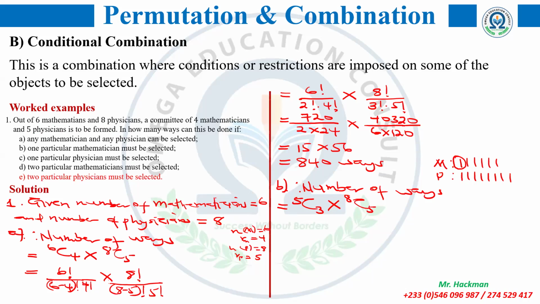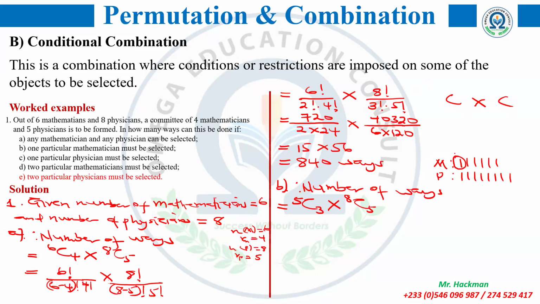Okay, Prof. Herbert. Sir, please, I'd like to ask, how did you get the 5 combination 3? Okay, I explained, but maybe you didn't get it. We said that with the mathematicians, the condition is placed on mathematicians. Physicians, no condition. Always, because you are dealing with 2 categories, your result will be something like this. C, C. You need to find the n here and the r here, n here, r here. Is that clear?